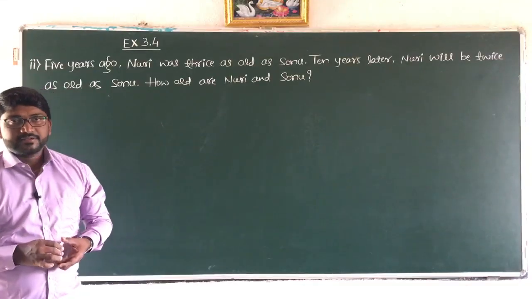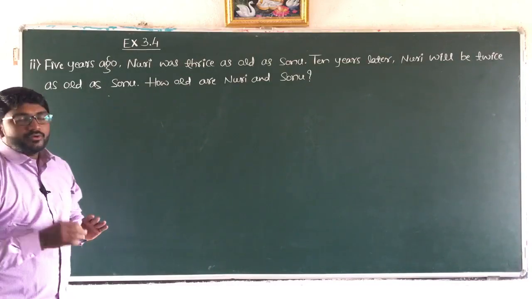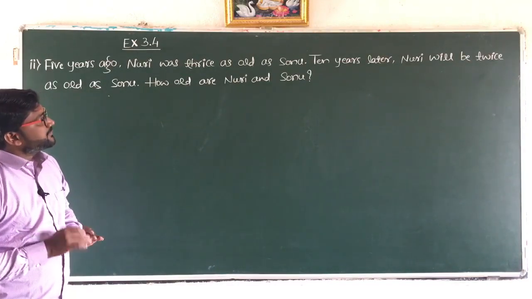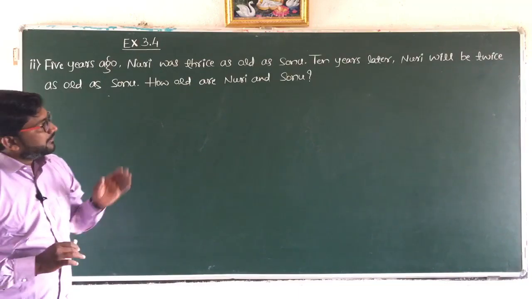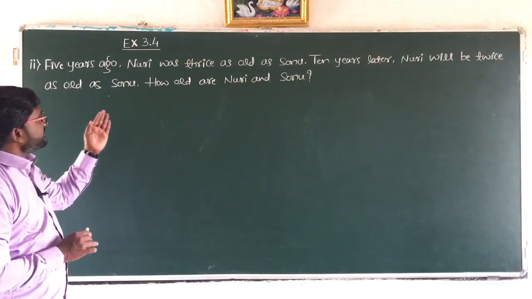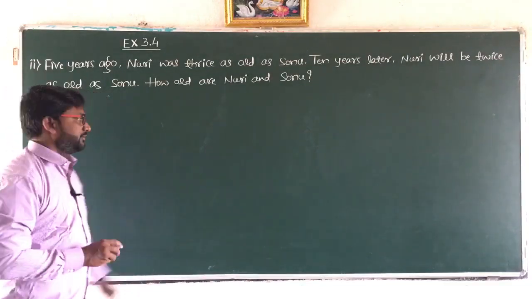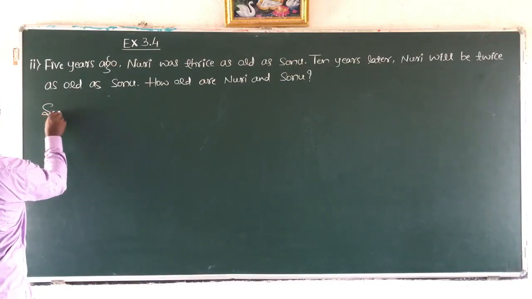Well, let us solve the second sub question. The question is, 5 years ago Noori was thrice as old as Sonu. Then 10 years later Noori will be twice as old as Sonu. How old are Noori and Sonu? Let us solve this.